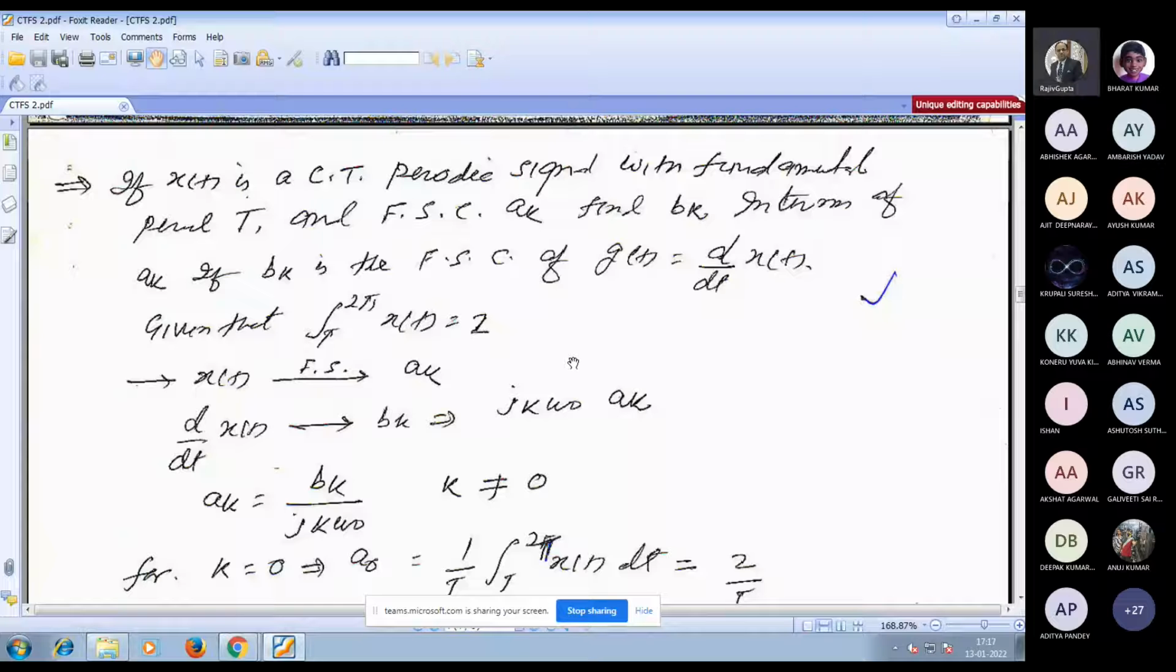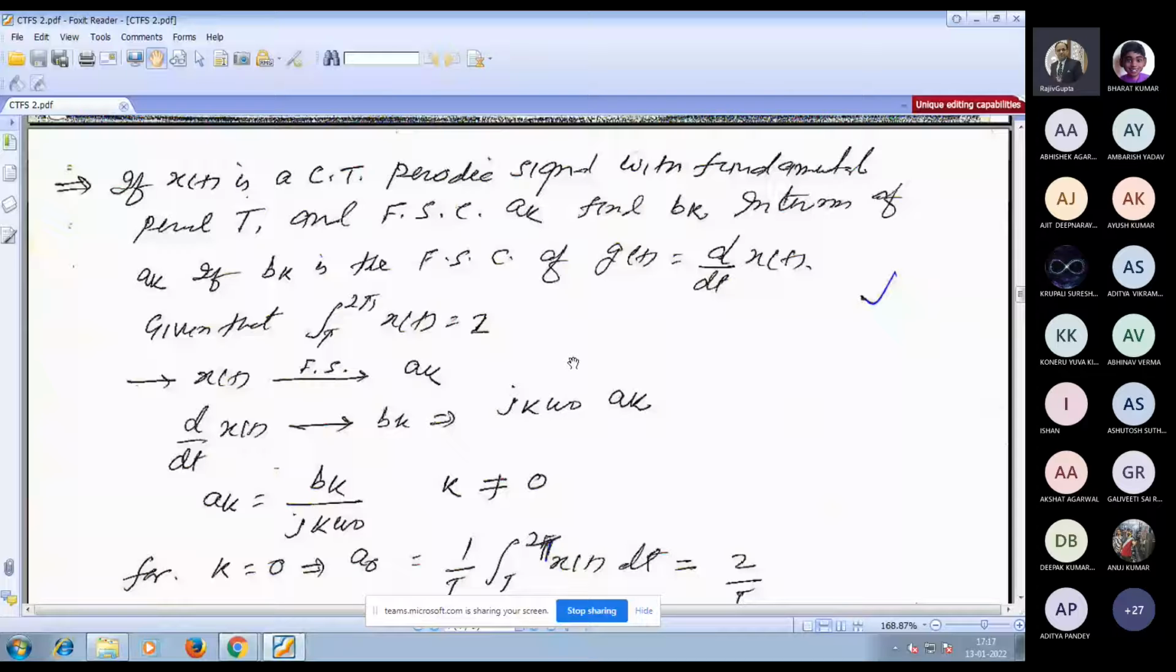But this a_k is not defined for k equals 0. Why? Because if you write k equals 0, this leads to infinity. So for k equals 0, you have to look for the relation which is given to you. What is the relation? The generalized relation for a_k is 1 by T integration over a time period of x(t) e to the power minus jk omega naught t. But if you want to find a naught, you have to put k equals 0.